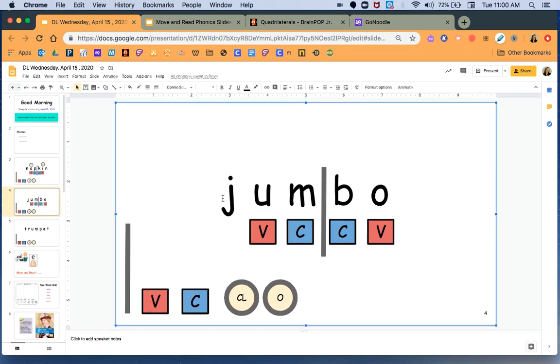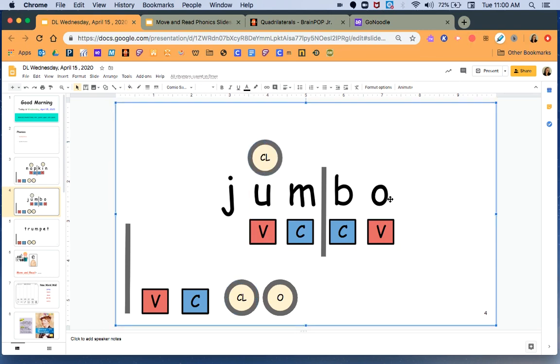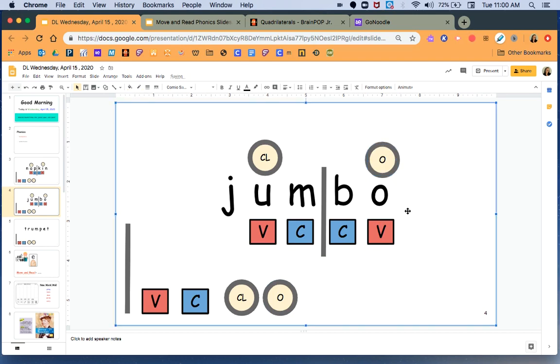Okay, so I see this is a consonant, vowel, consonant. So that means that my vowel is sandwiched in between two consonants. So that's going to be closed. It's going to be the short sound. Here is my O. Do I have anything after that O? Nope. So that means it's going to be open, and I'm going to say the name of that vowel.